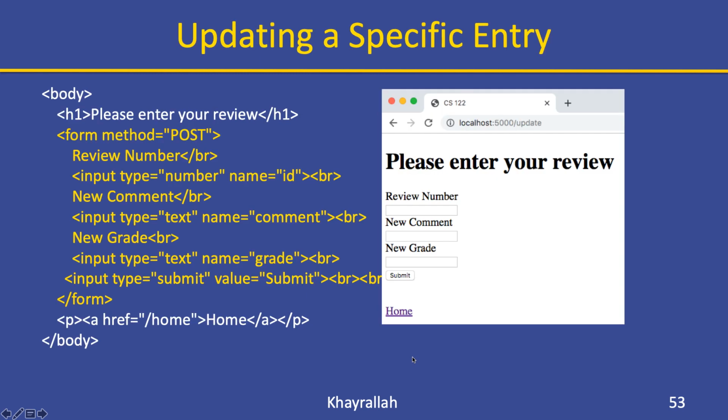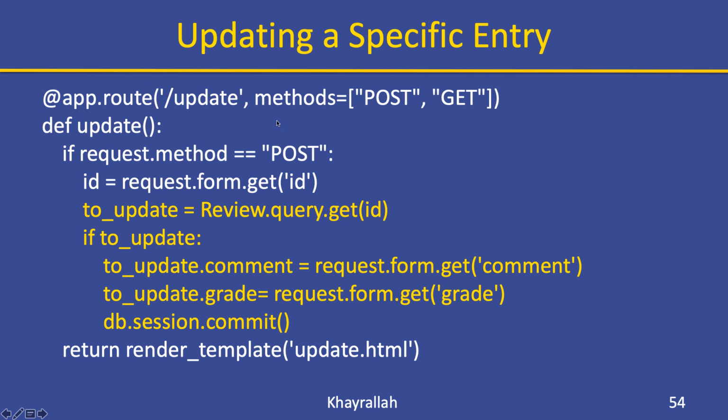We can also add a route to update a specific entry. So here again, we have to do two things. We add an update template, and here's what our update template looks like. So here in the form, we have to include the review number, the new comment, and the new grade. And each one of these has a name. So we have an ID, a comment, and a grade, and we access them in the function corresponding to that route. So we go back and add a function corresponding to the update route.